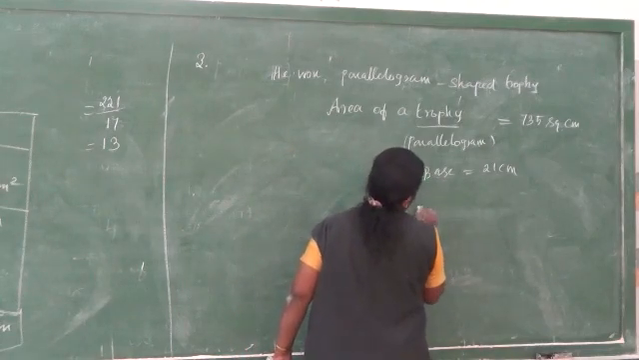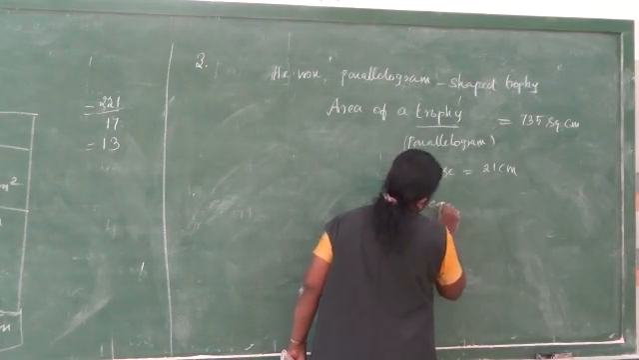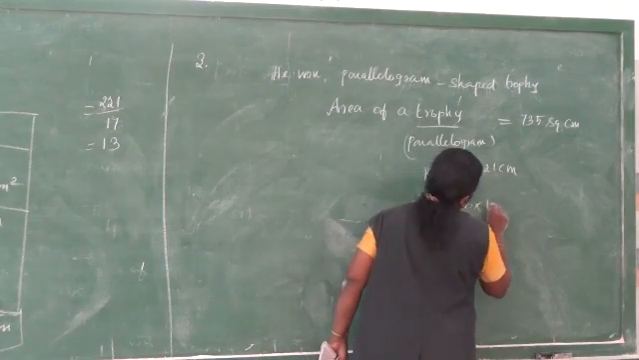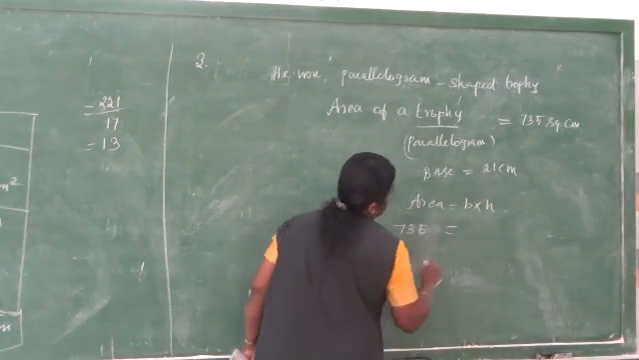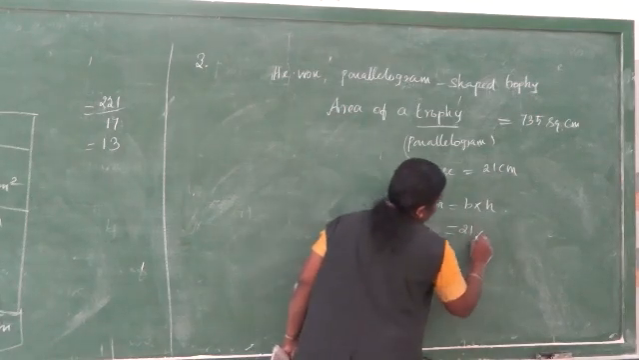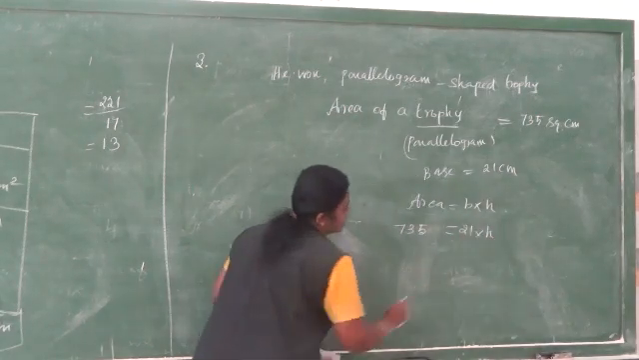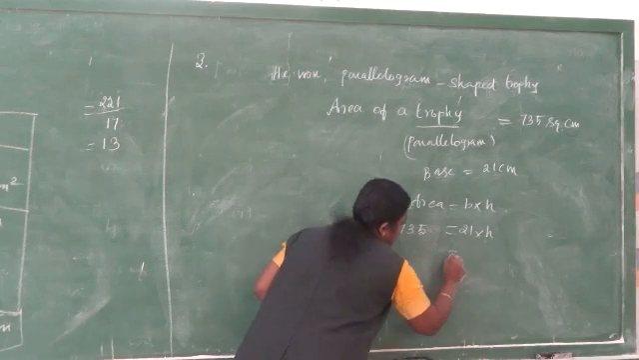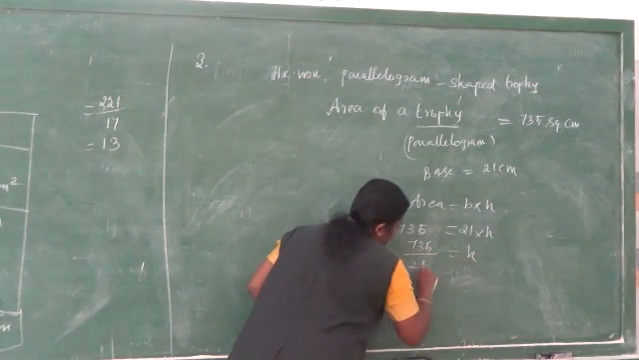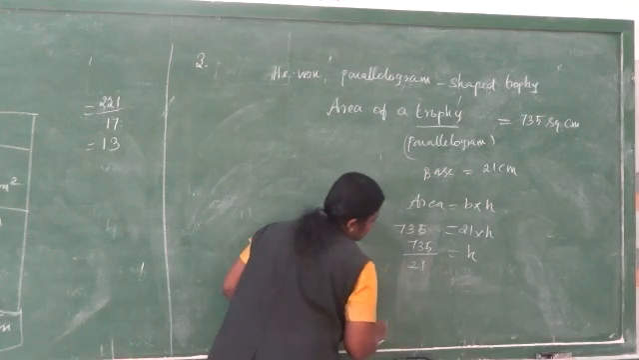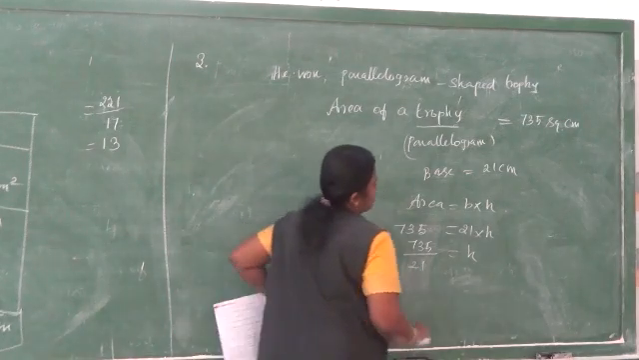So area equal to B into H. What is the area given? 735, base is 21. We have to find out H. So H I kept on that side itself. 735 comes on this side, division 735 by 21.